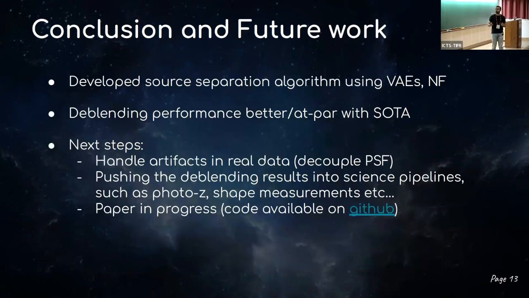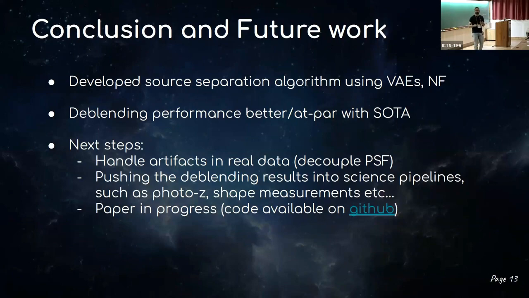So just to conclude, we developed an algorithm using VAEs. Well, I didn't talk about normalizing flows, but to get the distribution in the latent space, we have to use normalizing flows or some other density estimate. But we can discuss that further; I've skipped it for this talk. And we observe that our performance is as good as the state of the art.